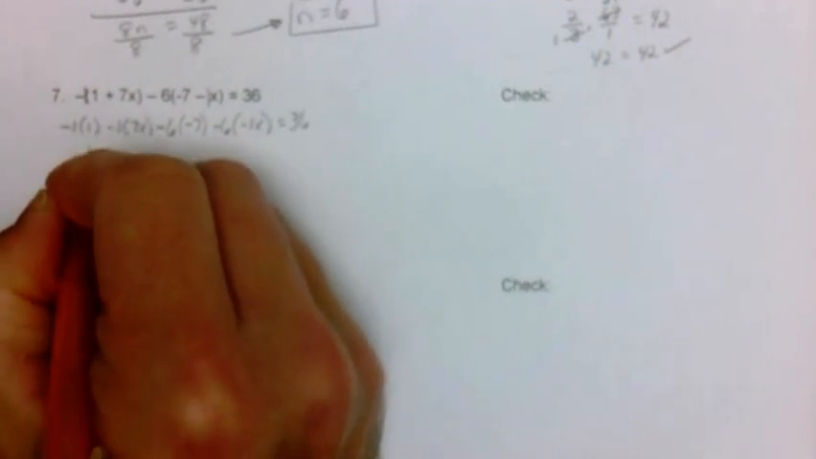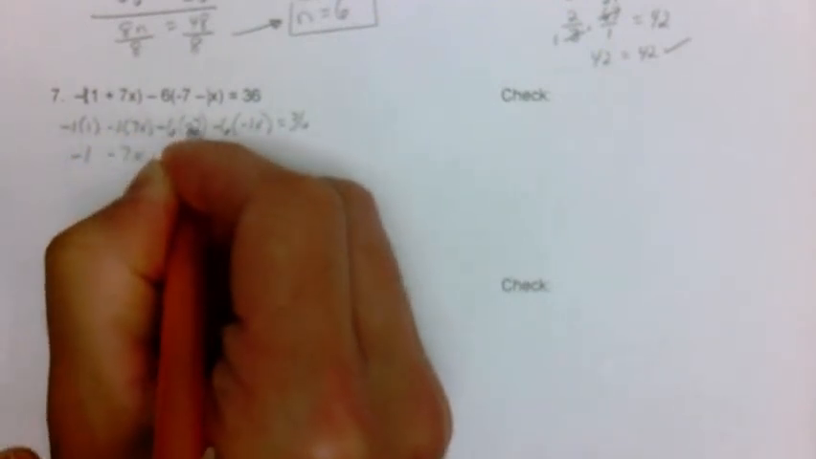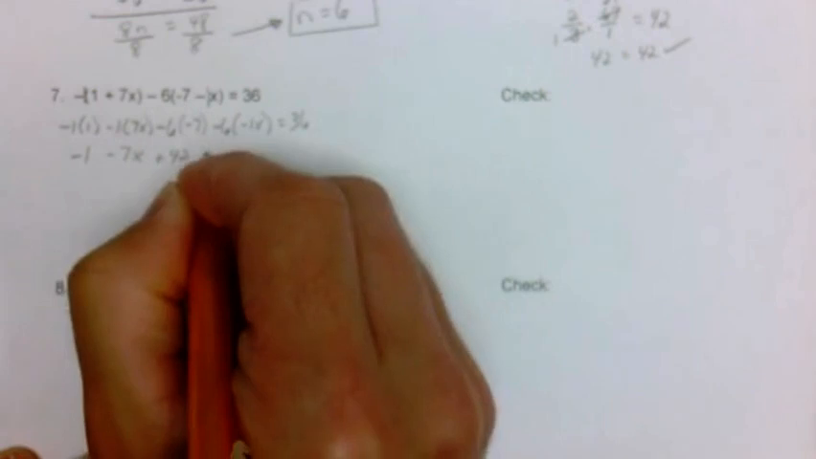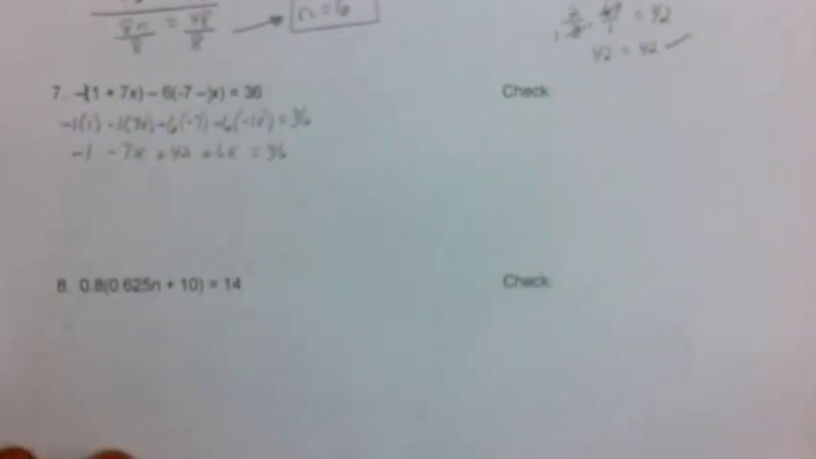And now we can multiply. Negative 1 times 1 is negative 1. Negative 1 times 7x is negative 7x. Negative 6 times negative 7 is positive 42. Negative 6 times negative 1x is positive 6x equals 36.